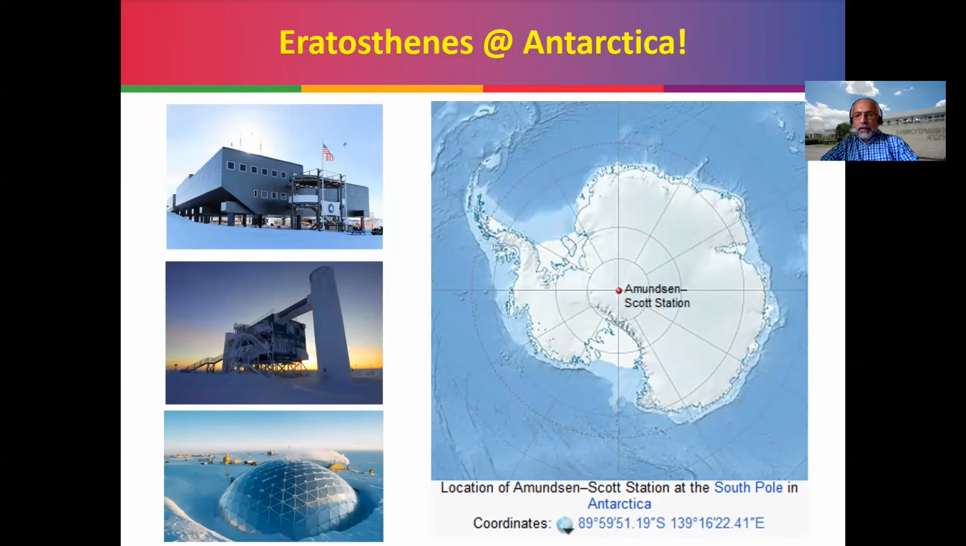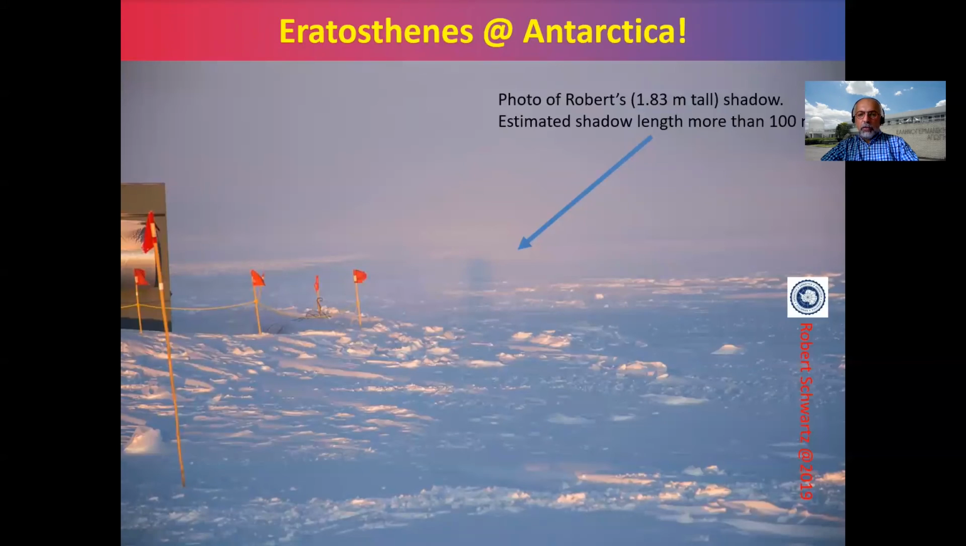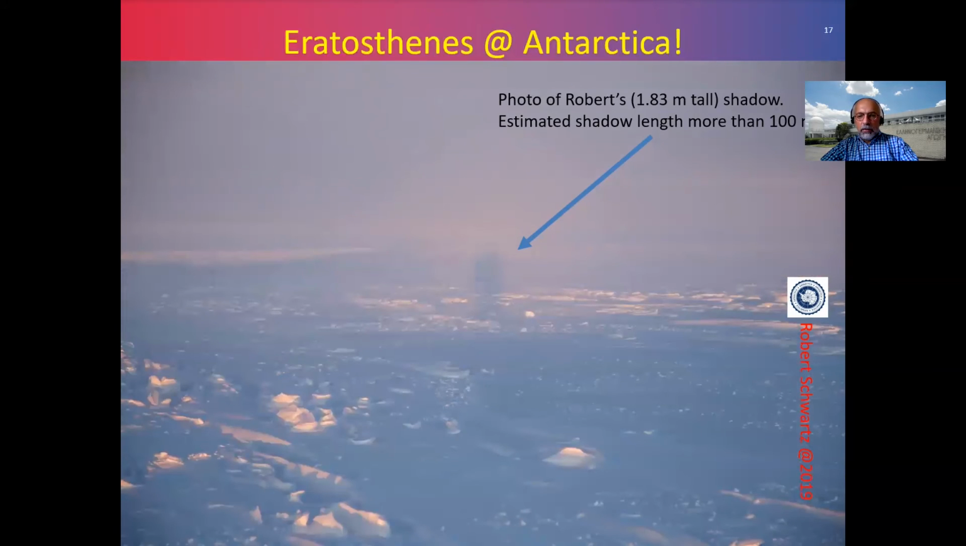Going down to Eratosthenes at Antarctica, we had a researcher at Amundsen-Scott Station, Robert Schwartz, and he sent us some pictures. Since there was no pole there, he took a picture of himself, so you can see the shadow here. Robert is about 183 centimeters tall, and he estimated that the length of the shadow in this picture is more than 100 meters. Here is another picture that was taken by him on March 21st, 2019.